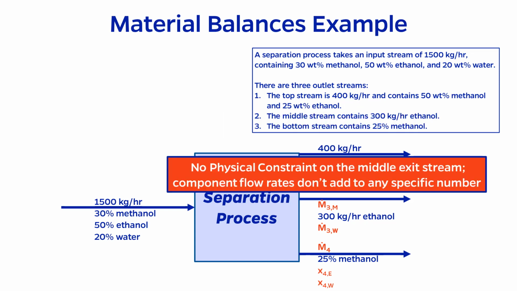If you think about what I did, I solved the physical constraint already. Also note that you cannot write physical constraints on flow rates. In the middle stream in our example, there is no such physical constraint because the total flow rate of a stream does not have to add up to any specific number.